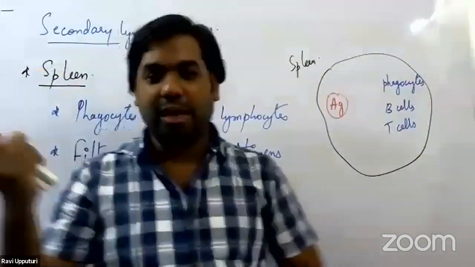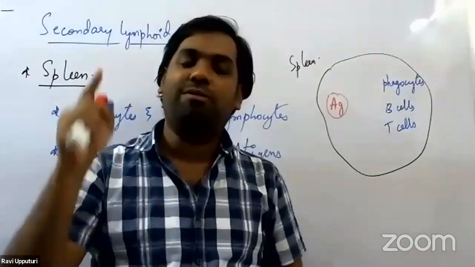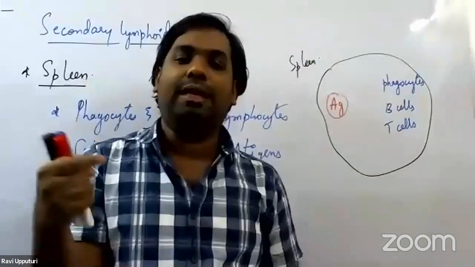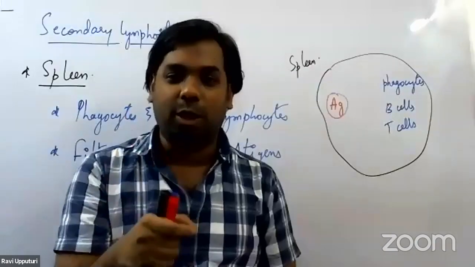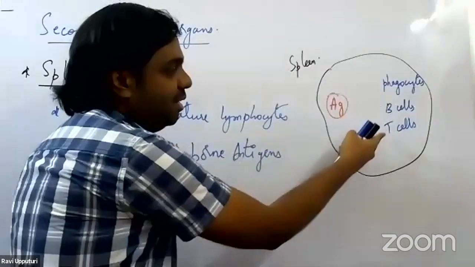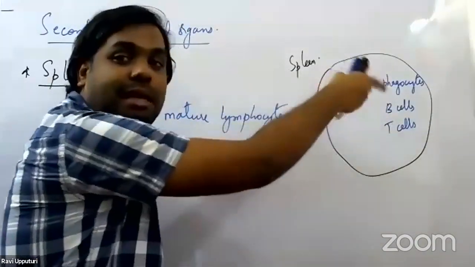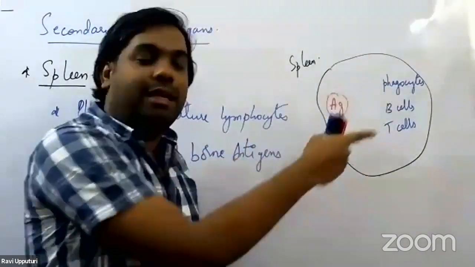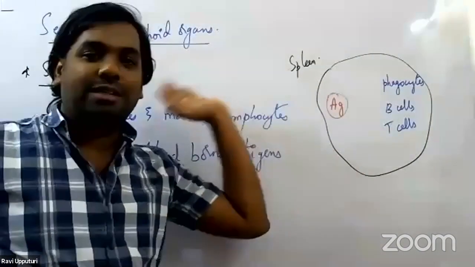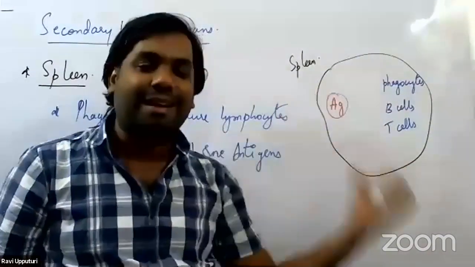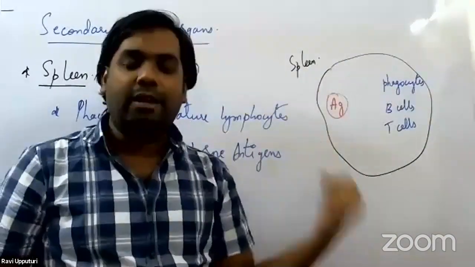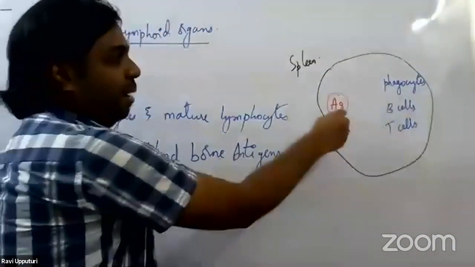We have already studied that for the activation of either the B lymphocytes or the T lymphocytes, antigens are required. So matured B cells are there, matured T cells are there, but they are still in an inactive state. For their activation, antigen is required. So this antigen has now been trapped by the spleen. Antigens present in the blood have been trapped by the spleen.